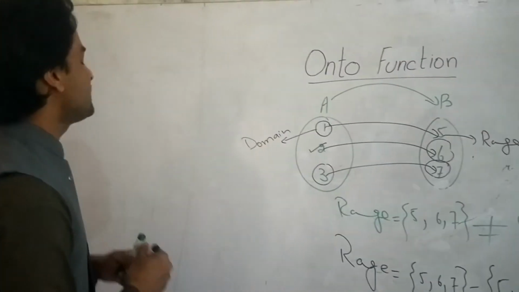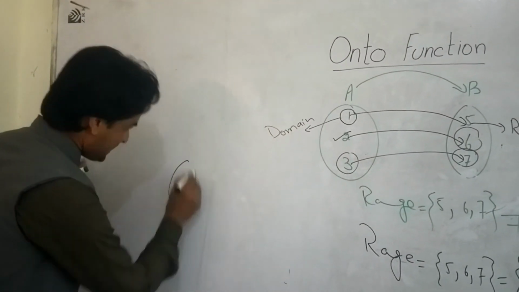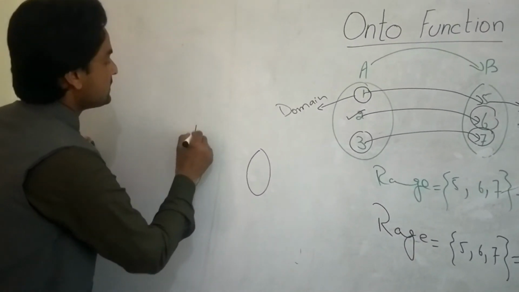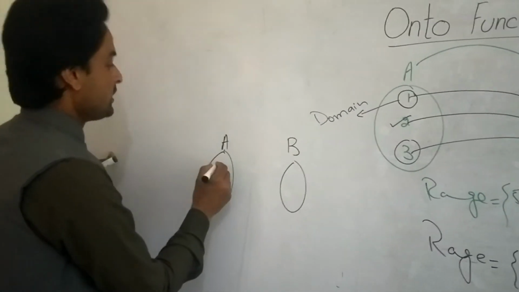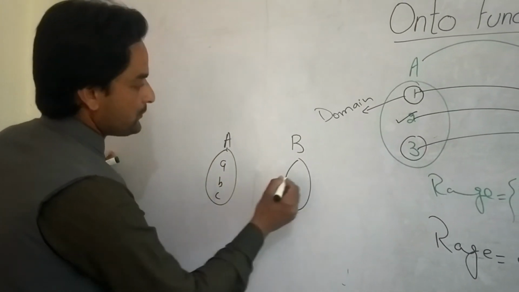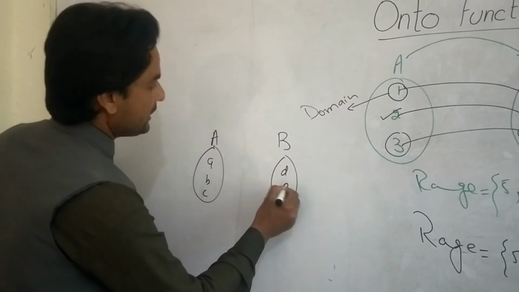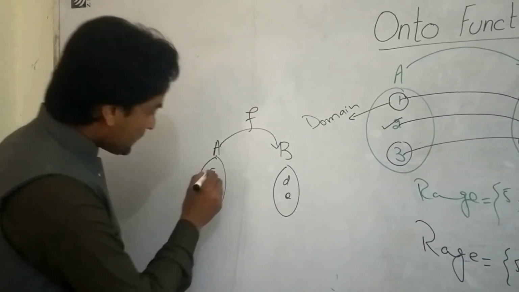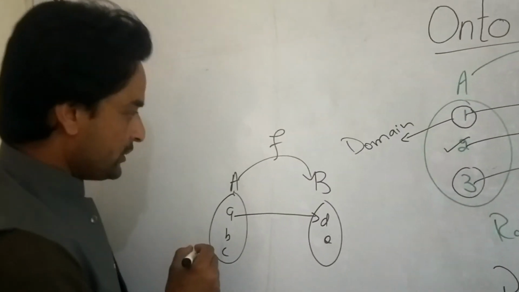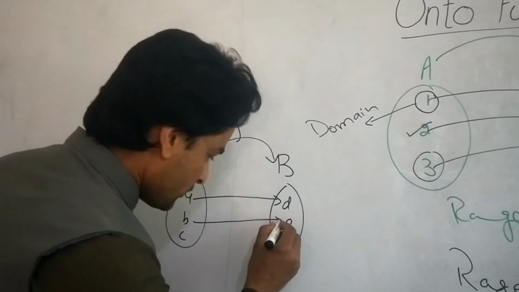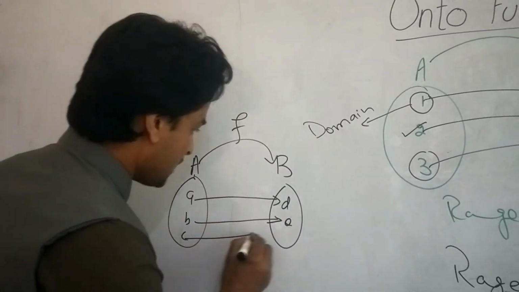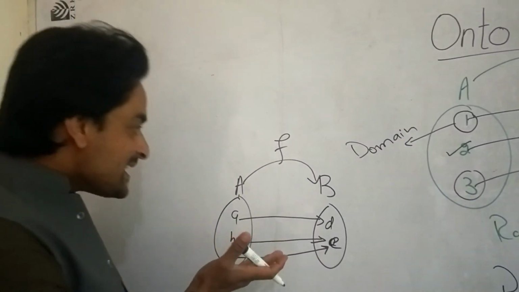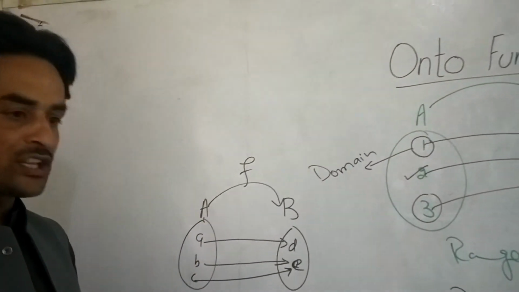Let's consider another example in which we understand domain, range and onto function. This is set A, this is our set B, with elements A, B, C and this is D and E. The function name is A. A corresponds with D, B corresponds with E and C also corresponds with E. So let's think. Is this function an onto function or not?